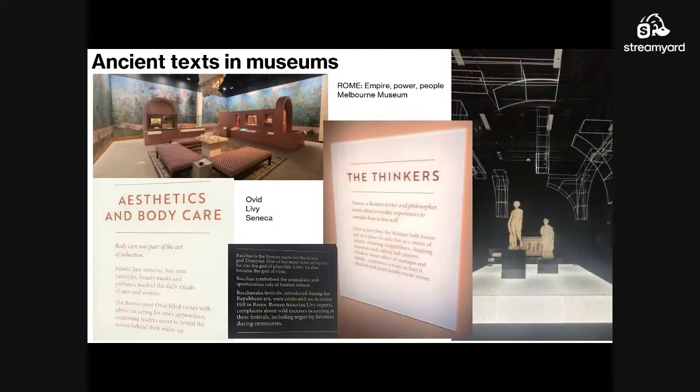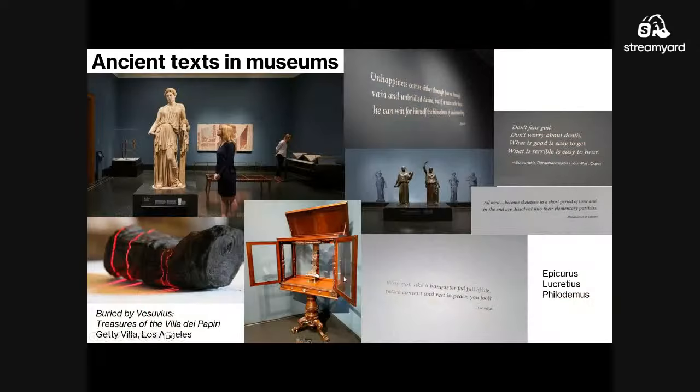But here are just a few other examples that I've collected. This one, I saw this exhibition a few days ago. It's on right now in Melbourne. This one doesn't have quotes, but it's an exhibition about Rome, people, empire, power, very typical themes we might expect. But on a few labels, they do mention what Ovid, Livy, and Seneca say. So just a little bit of a mention of some of the ancient writers.